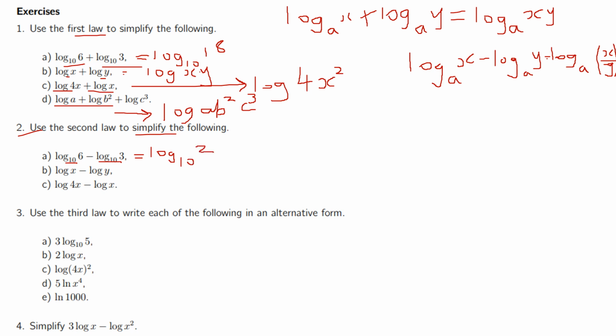For part B, it's going to be log x minus log y, so it'll be log of x over y. I'll write it as a fraction, but you can write it as x divided by y if you want as well. That would suffice. But obviously, for A-level standard, you should get into the habit of writing things in exact form or in fraction form. This time, log 4x minus log x.